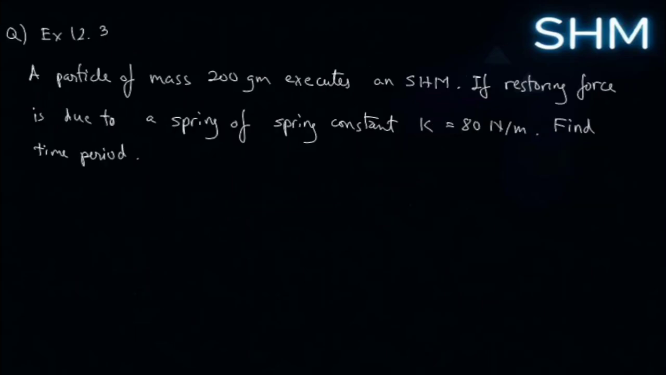Now keeping it very simple, there's this question. A particle of mass 200 gram executes an SHM if restoring force is due to a spring of spring constant 80 newtons per meter. Find the time period. Try finding the time period. Comment the answer below in the comment section.